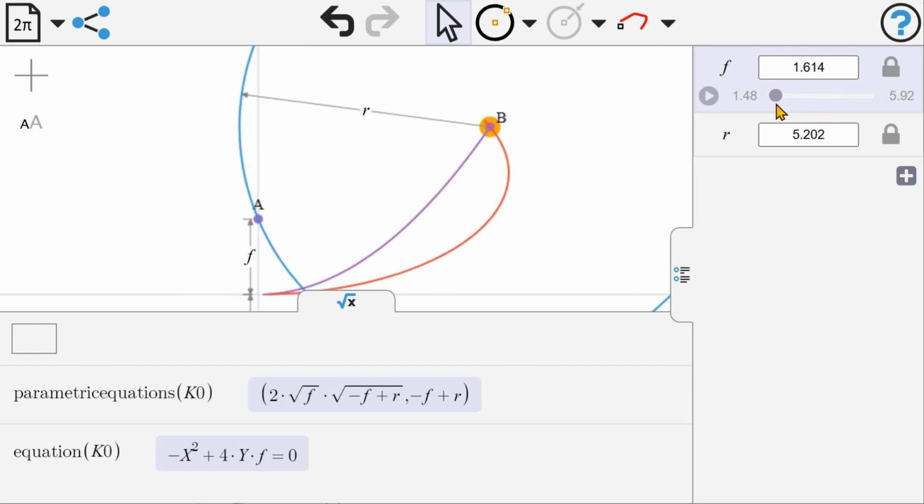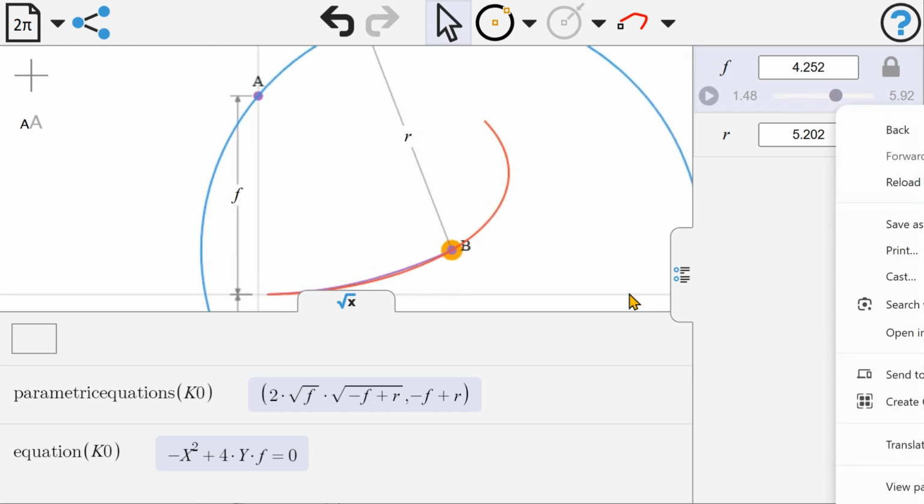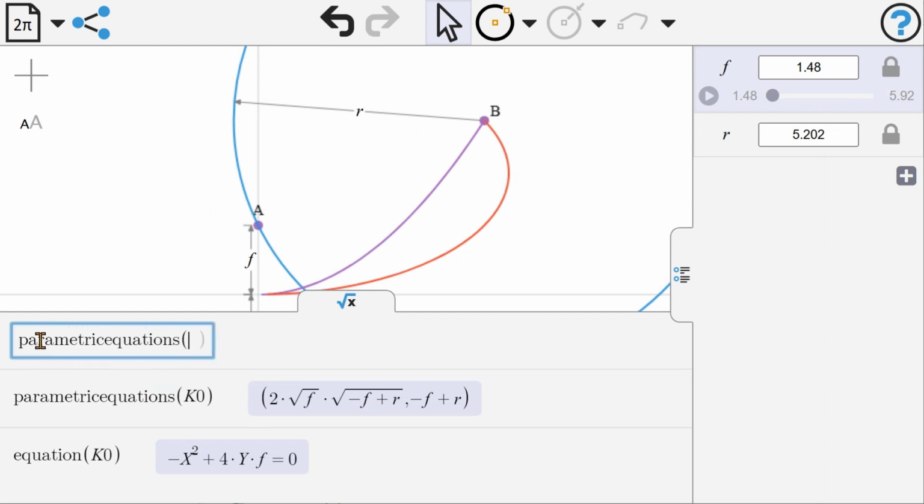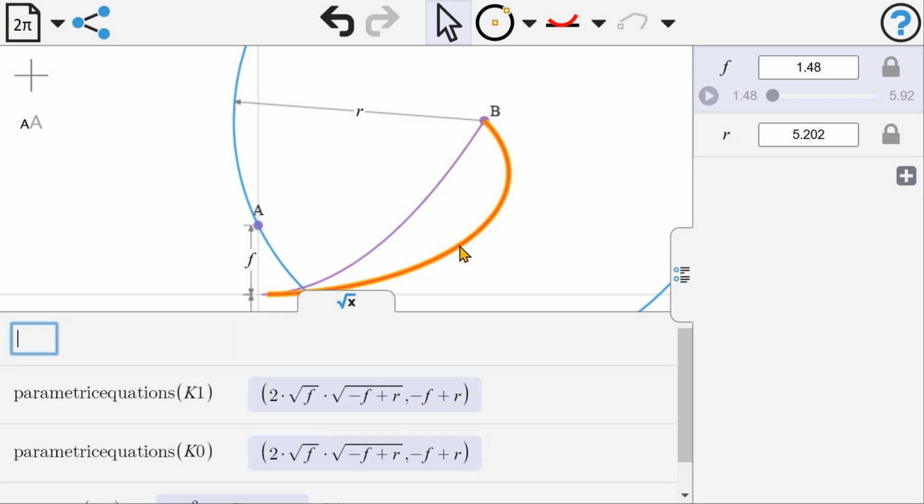If we look at the parametric equations of that new curve, we find that they are the same. The only difference between the curves is which parameter you vary. In one case, we're varying r. In another case, we're varying f.